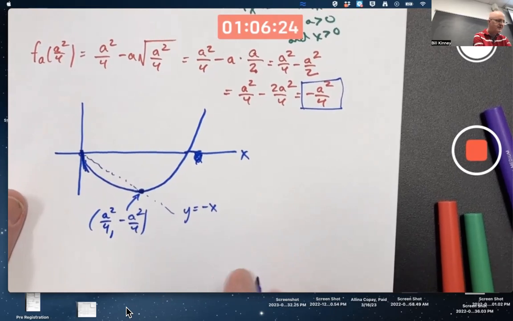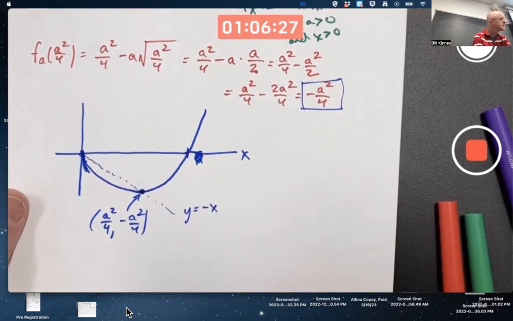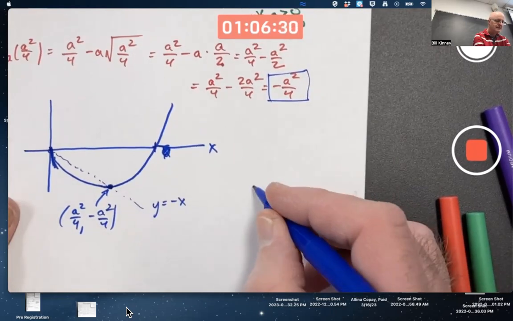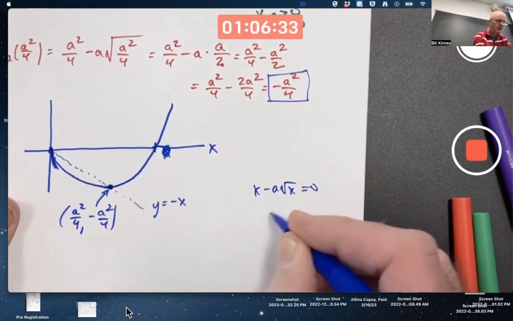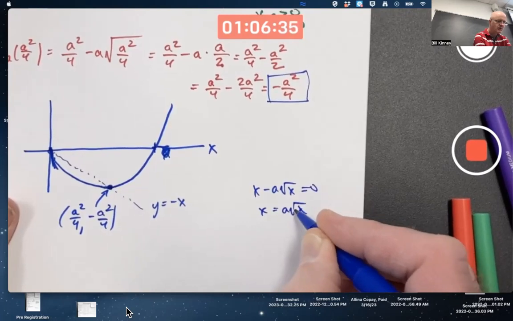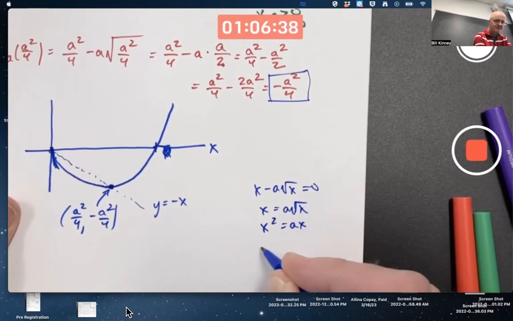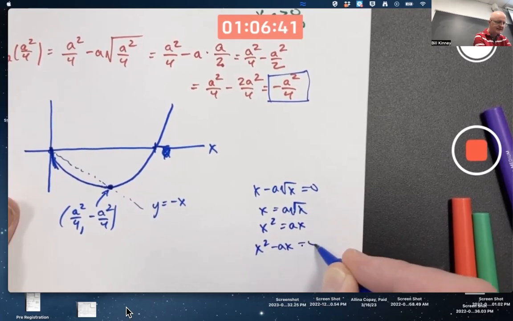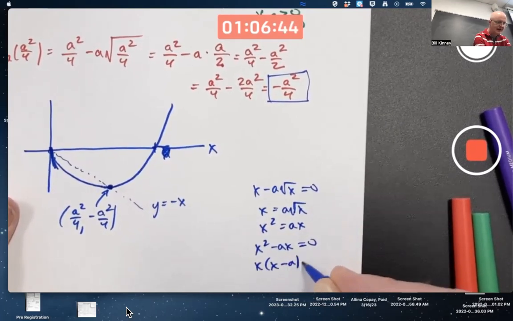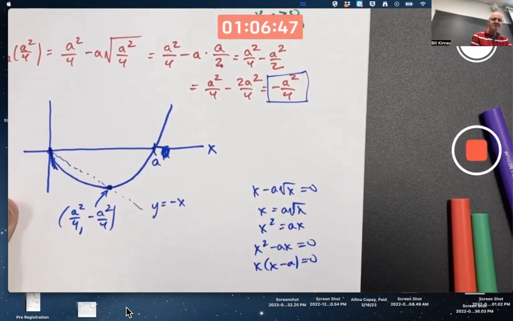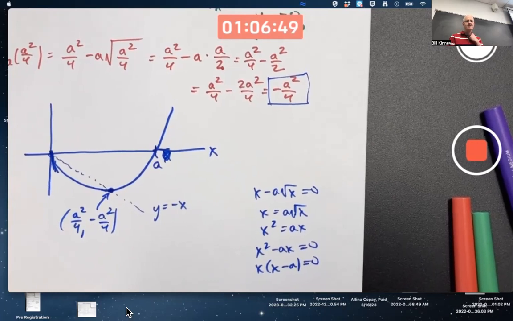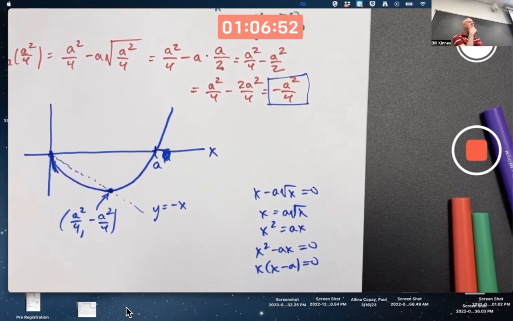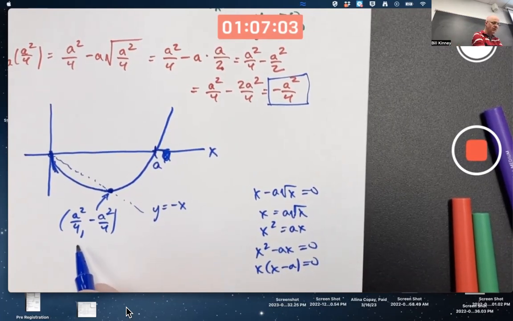Can I figure out anything else? I could figure out maybe where this x-intercept is. x minus a times the square root of x equaling 0 means x equals a times the square root of x. Square both sides, x squared equals a squared x, which you can factor an x out of. It looks like the other x-intercept is at x equals a. That makes sense, though. I'm wondering if there's a mistake, because not for every value of a would a squared over 4 be less than a.